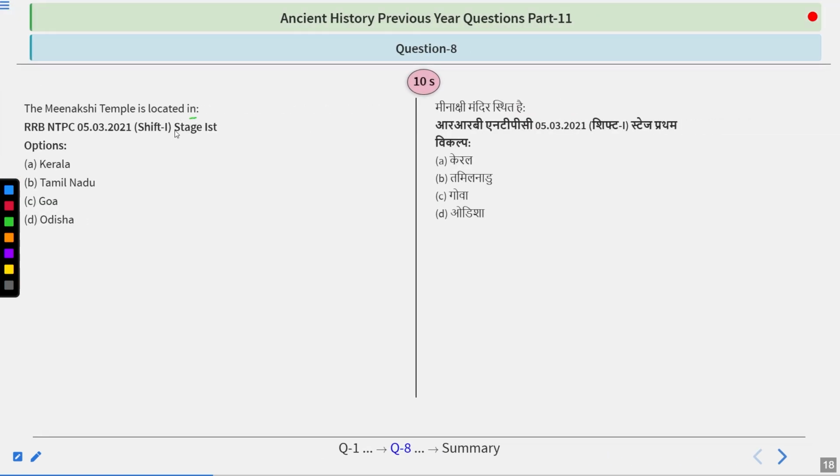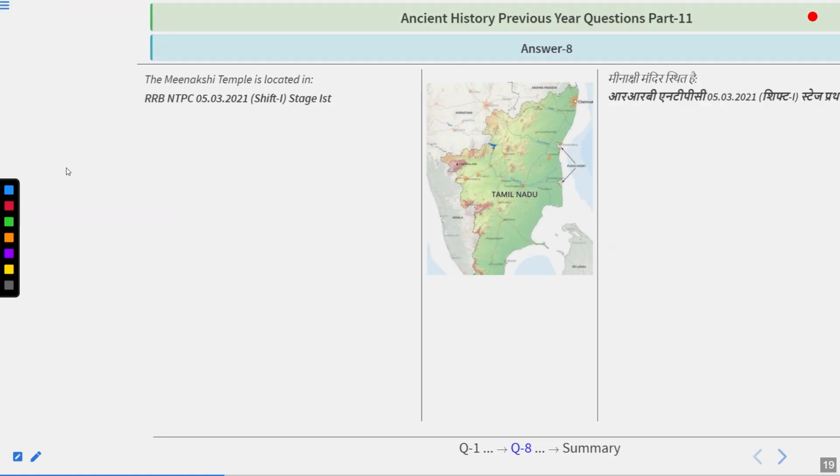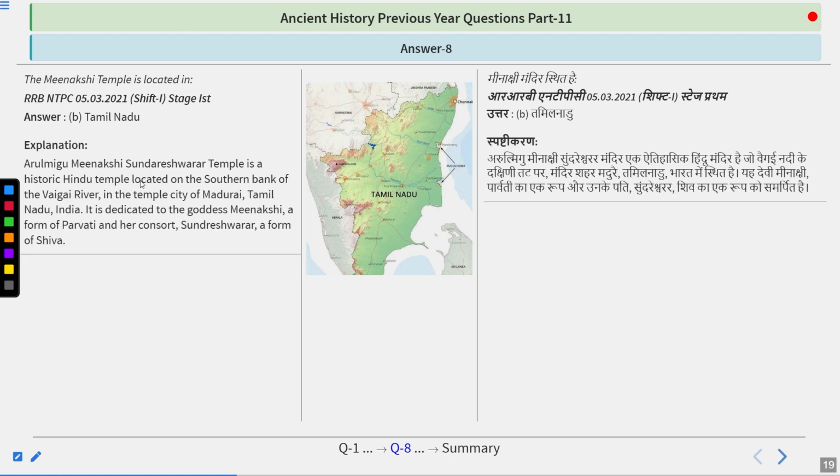Another question: the Meenakshi temple is located in. Try to answer this one. And I hope you got the right answer. The answer of this question is Tamil Nadu. So, Arulmigu Meenakshi Sundareshwar Temple is a historic Hindu temple located on the southern bank of the Vaigai River in the temple city of Madurai, Tamil Nadu, India. It is dedicated to goddess Meenakshi, a form of Parvati, and her consort Sundareshwarar, a form of Shiva. So, Meenakshi temple, very famous, is in Tamil Nadu.